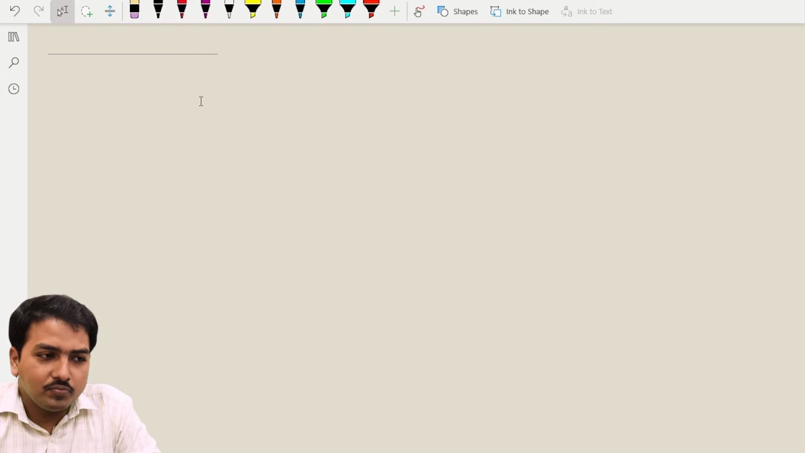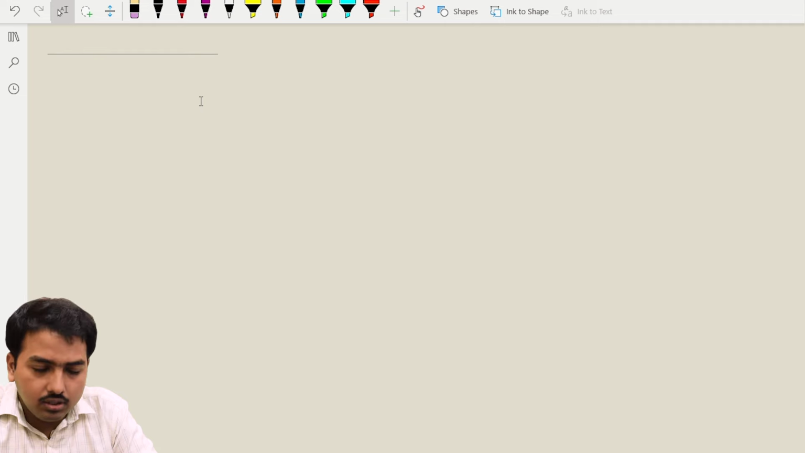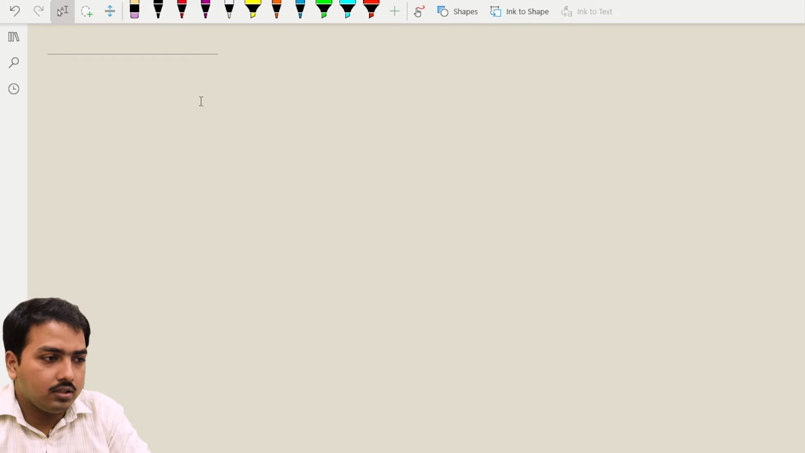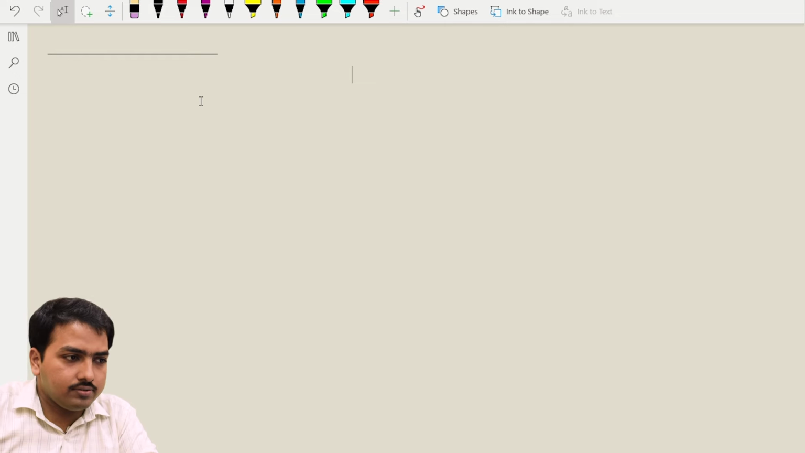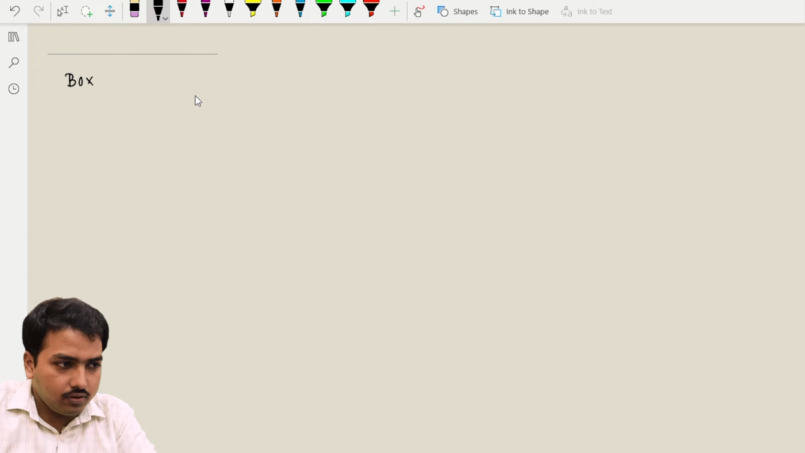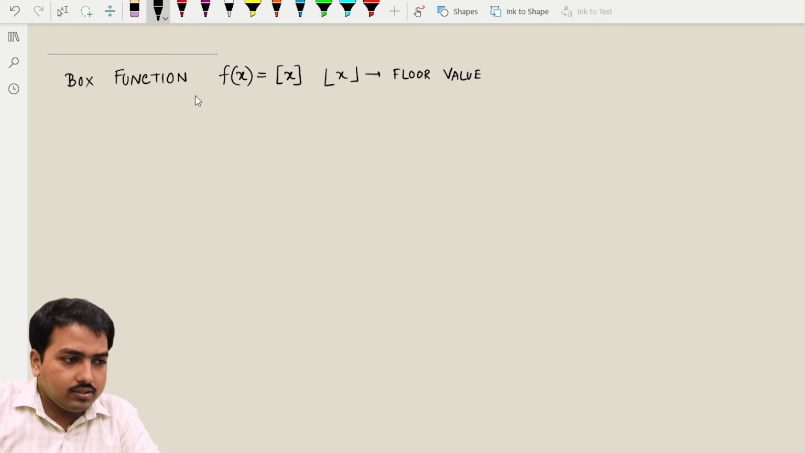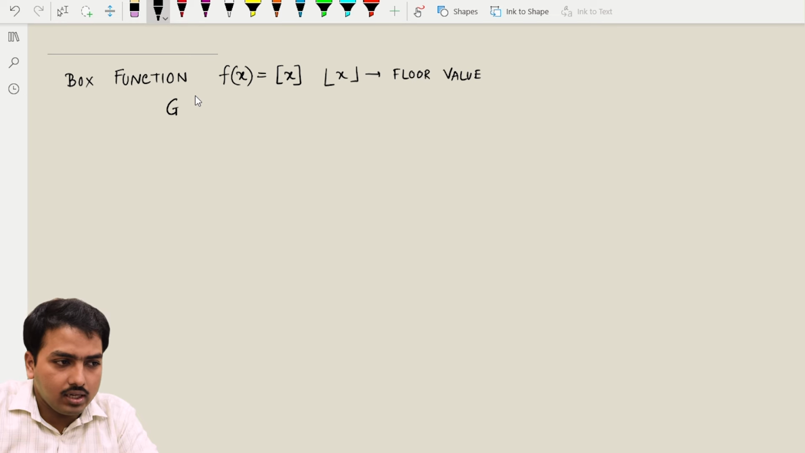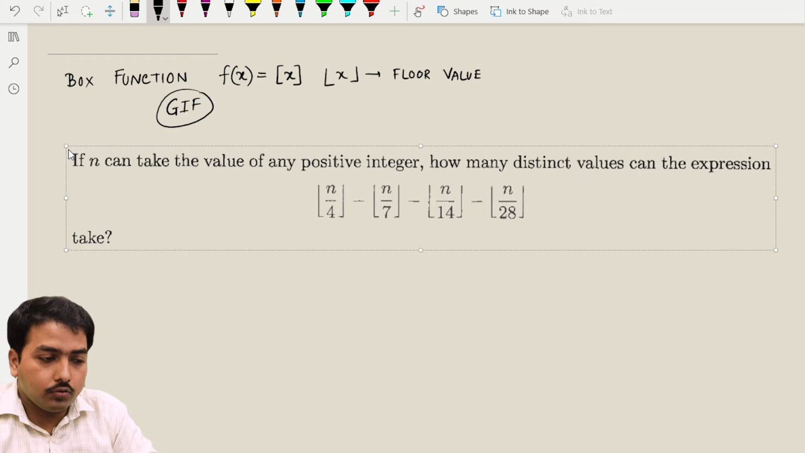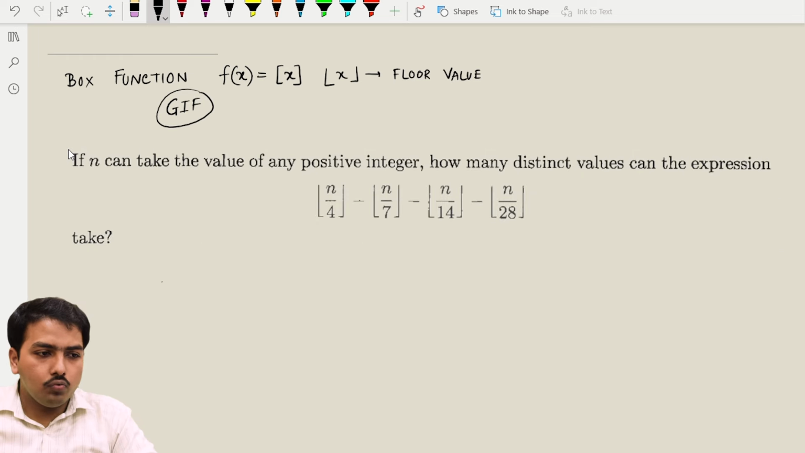In this problem, we will discuss the box function, and it's a really beautiful problem to discuss this concept, and you will get a very good idea of how to deal with this type of problem. Generally the box function is written like this. If we say f(x) is a box function, then it is written like this, or sometimes also like this. It's also known as the floor value of x. By the way, there is another name for it, which is the greatest integer function. So the question is this. Let's see how we can solve this.